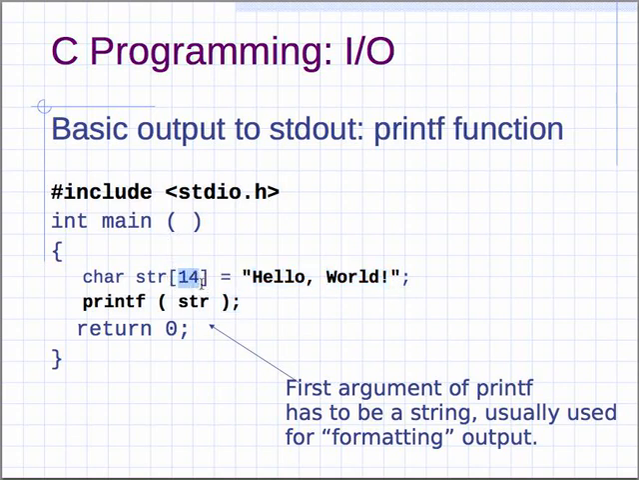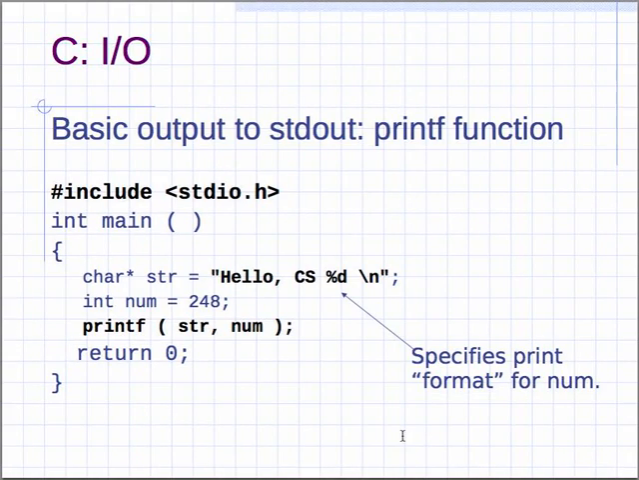Okay, so this would have been exactly the same as putting this thing in double quotes, including the double quotes, put that right into printf, and it would have done the same thing. So the way printf works, the first argument of printf has to be a string, and it's usually used for formatting output. And what does formatting mean? It means it has those formatting characters, like %d is a format for decimal digits.